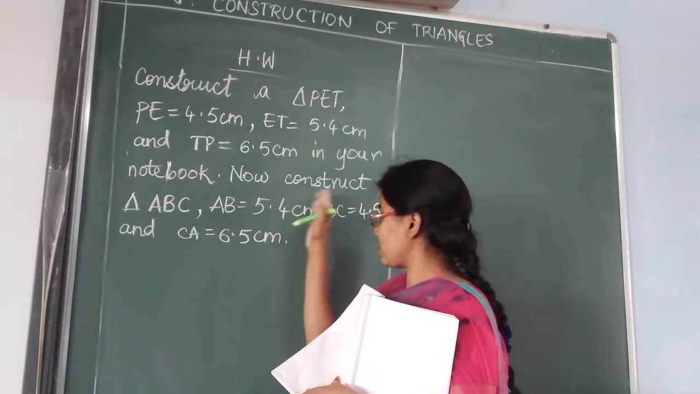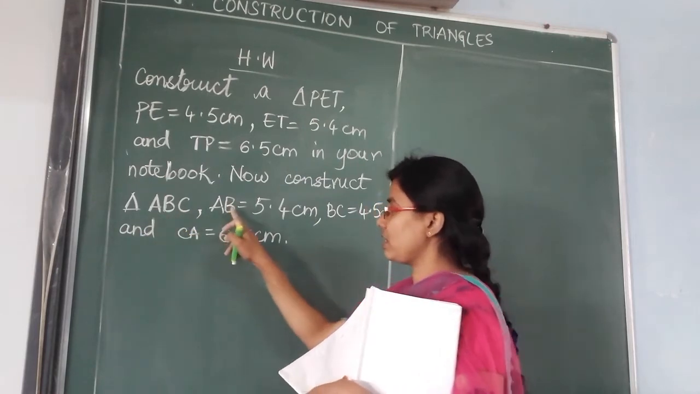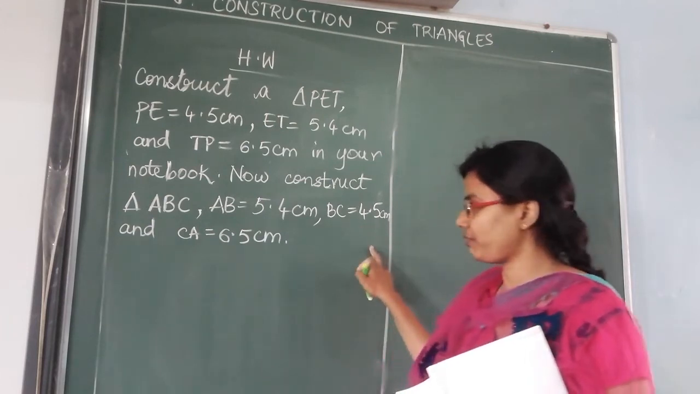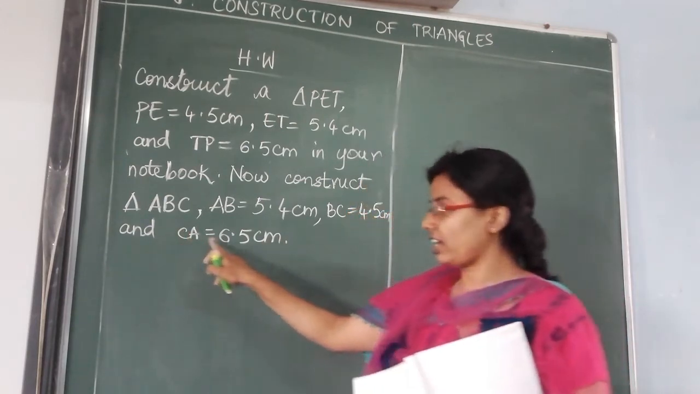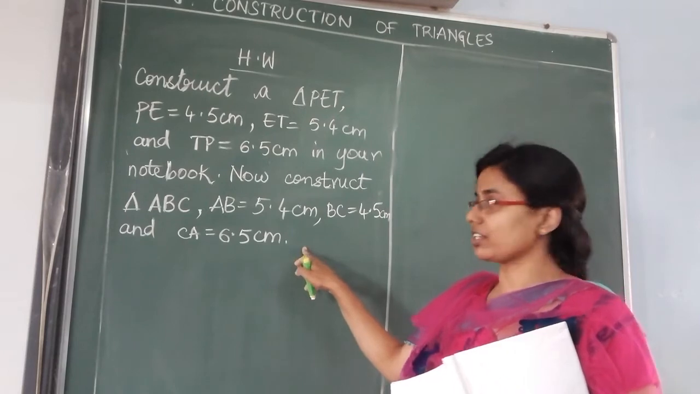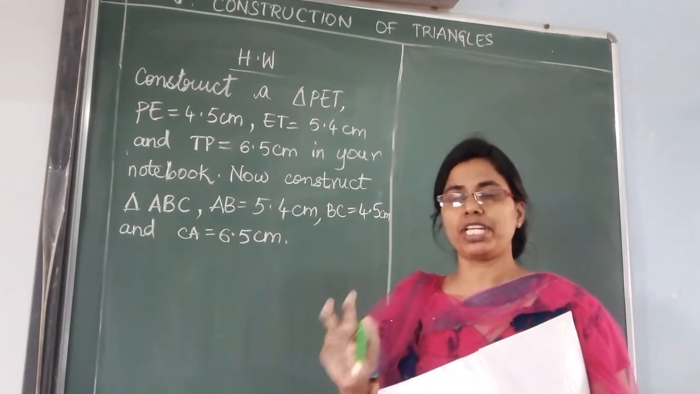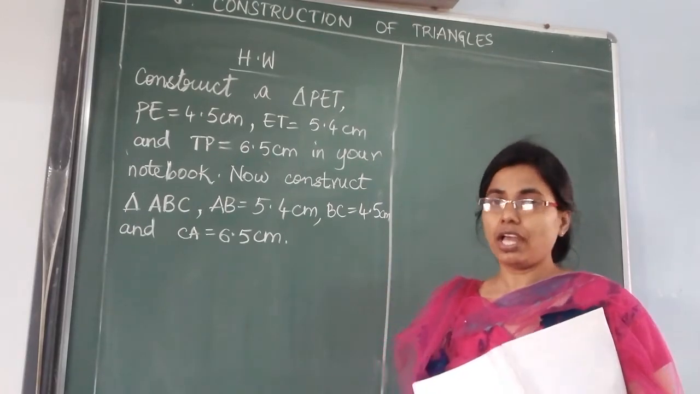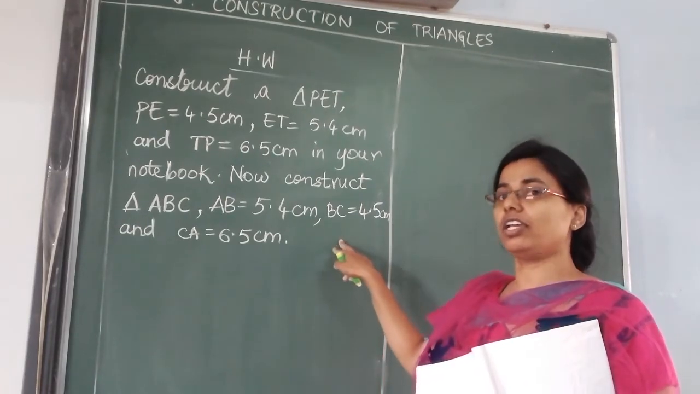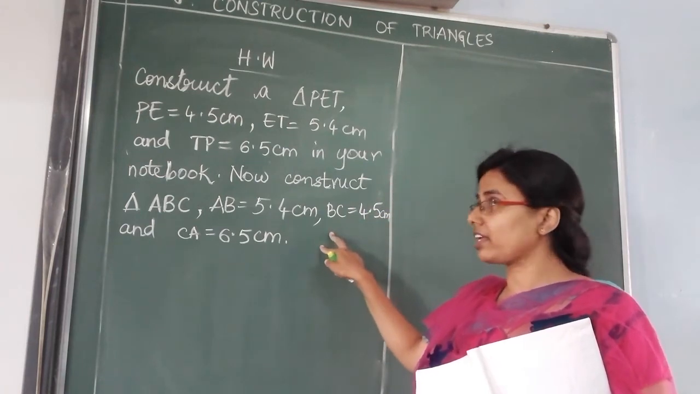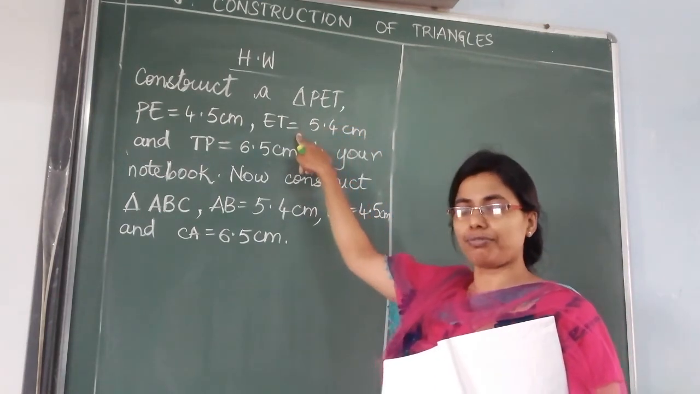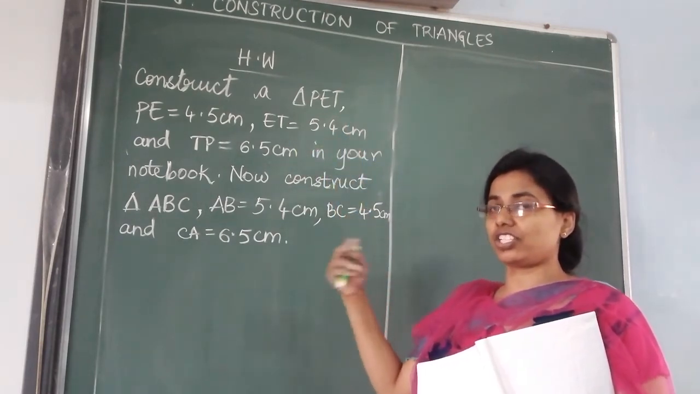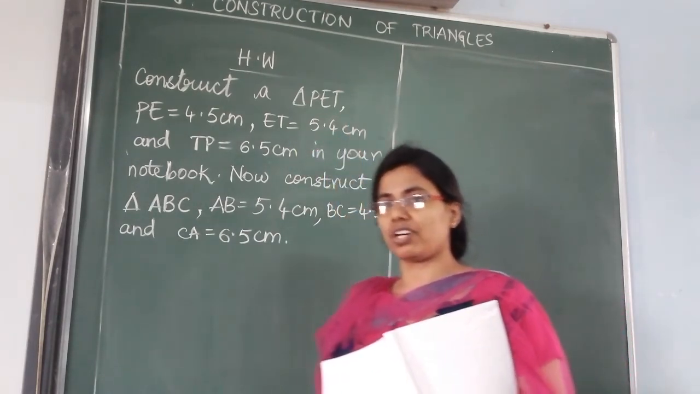The next part is to construct triangle ABC. AB is equal to 5.4 centimeters, BC is equal to 4.5 centimeters and CA is equal to 6.5 centimeters. This you have to do on a piece of paper, draw it, no need of writing the construction steps. After you draw this one, you have to place this triangle over the triangle PET. Then you see what is the relationship or what you can observe.